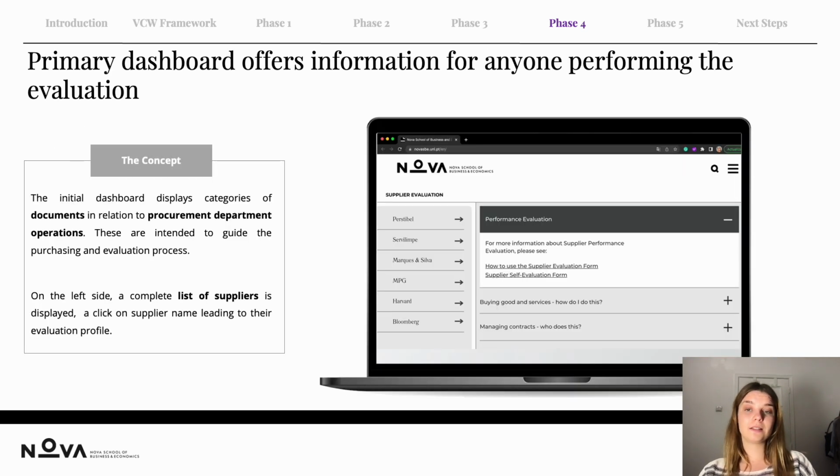So to make this information more easily understandable, let me present to you our final prototype. What you can see here is the primary dashboard of our system, which contains basic and all the fundamental information for anyone performing the evaluation. On the right-hand side, the dashboard displays categories of documents that are meant to guide anyone engaging with the procurement department or its operations.